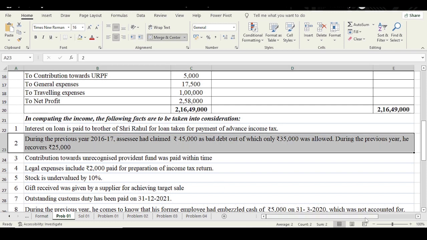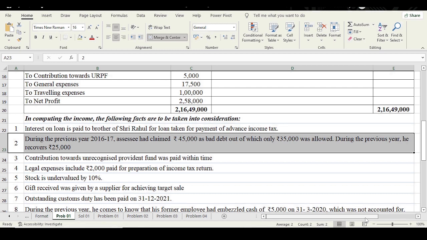During the previous year 2016-17, SSC had claimed 45,000 as bad debt. But according to income tax rules, only 35,000 was allowed to be treated as bad debts. Now, in the relevant previous year, he recovers rupees 25,000. What he thought was supposed to be a bad debt, he recovers in this year. As such, this recovery means it is an income.